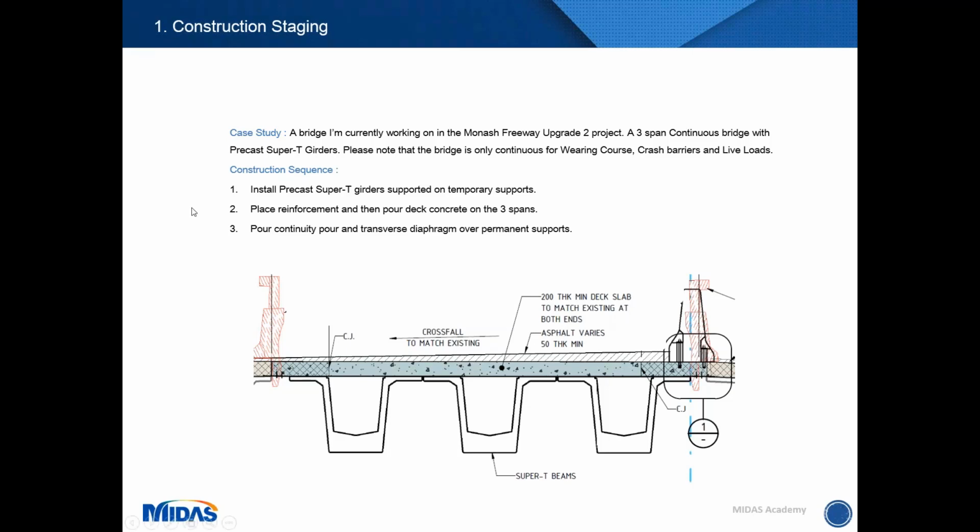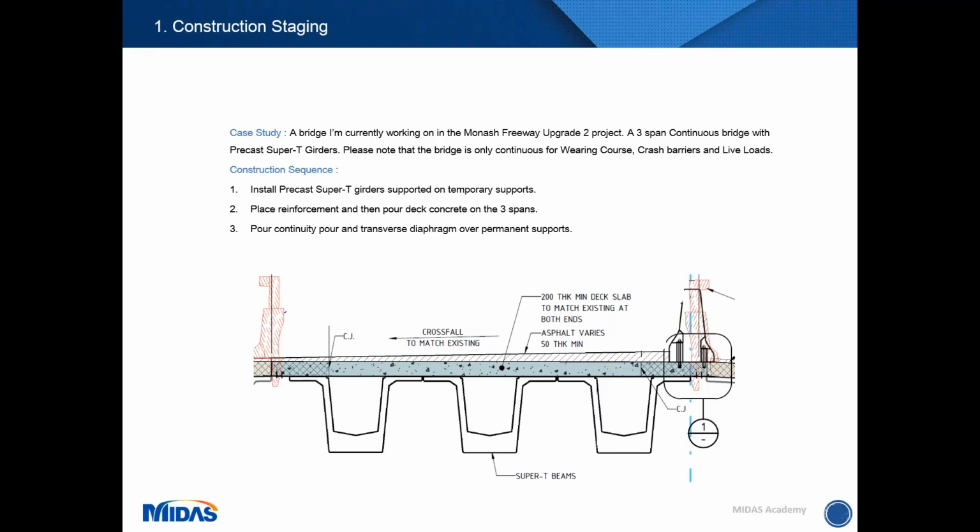So the construction sequence is you first place the Super-T girders on temporary supports, and then you pour the deck concrete on the simply supported girders without pouring the deck concrete on the continuity portion. And then once the concrete deck is set, you pour the continuity deck pour. Therefore, from this construction sequence, you can say that the girders are simply supported for the dead load of the girders and the wet load of the concrete deck pour.